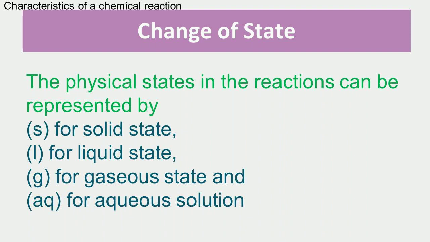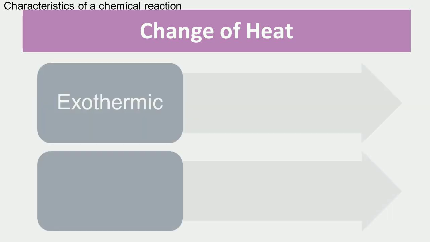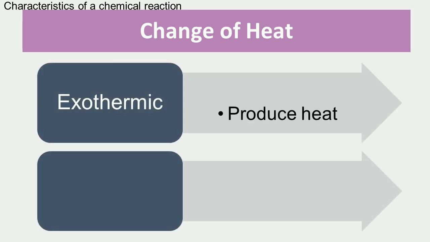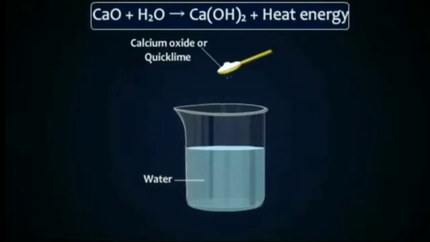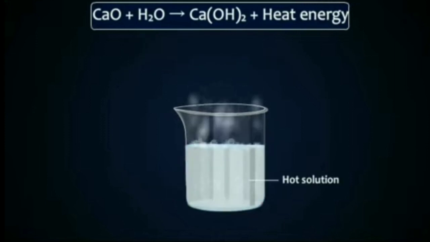Mostly the chemical reactions are accompanied by a change of energy. Some reactions are exothermic, that is, they produce or evolve heat. For example, when quicklime or calcium oxide is placed in a beaker containing some water, the latter becomes very hot and starts boiling. It is because of an exothermic reaction.